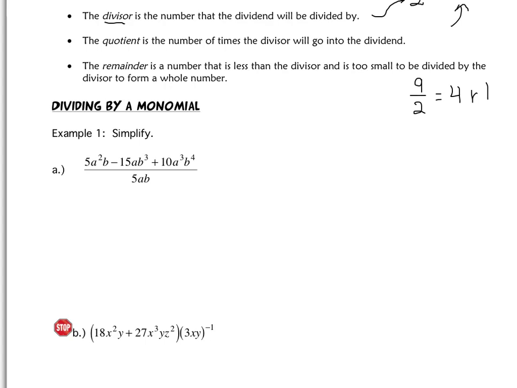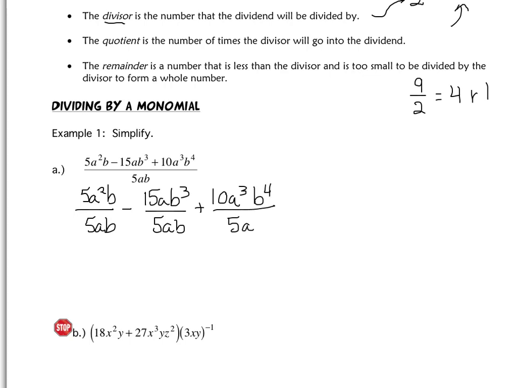So what we're going to do is we're going to separate every single term on top. So we're going to do 5a squared b and put that over 5ab. Then we're going to have minus 15ab to the third over 5ab plus 10a to the third b to the fourth over 5ab. We're going to simplify every single one of these terms like we did in the past.